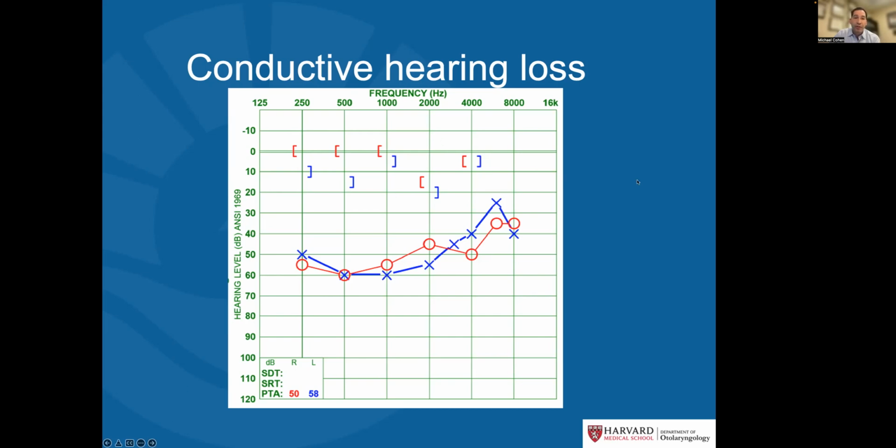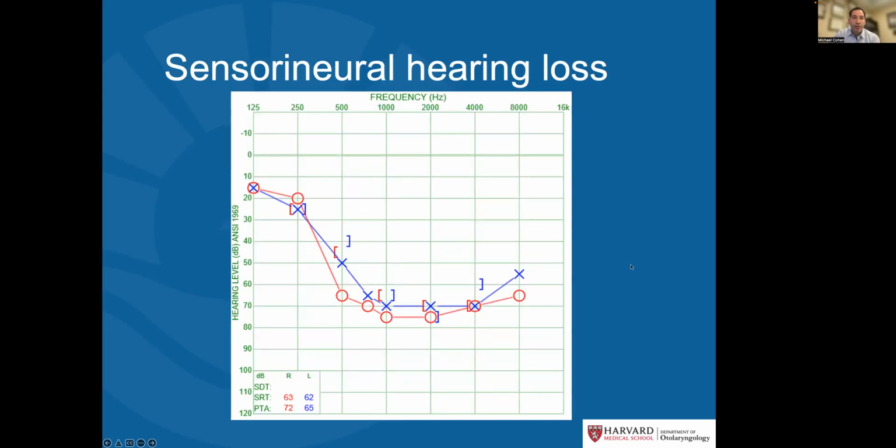And there are actually some hearing devices that utilize this strategy of sending vibrations around the middle ear and directly to the cochlea, called bone conduction hearing devices. Now here's a sensory neural hearing loss.